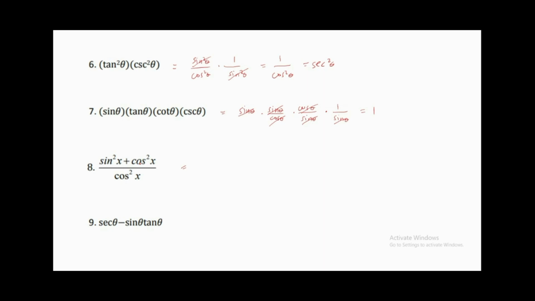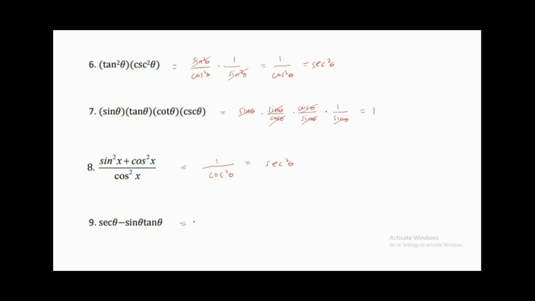Number 8. Remember, sine squared theta plus cosine squared theta is equivalent to 1. So that will be 1 over cosine squared theta. 1 over cosine is equivalent to secant, so 1 over cosine squared theta is secant squared theta.